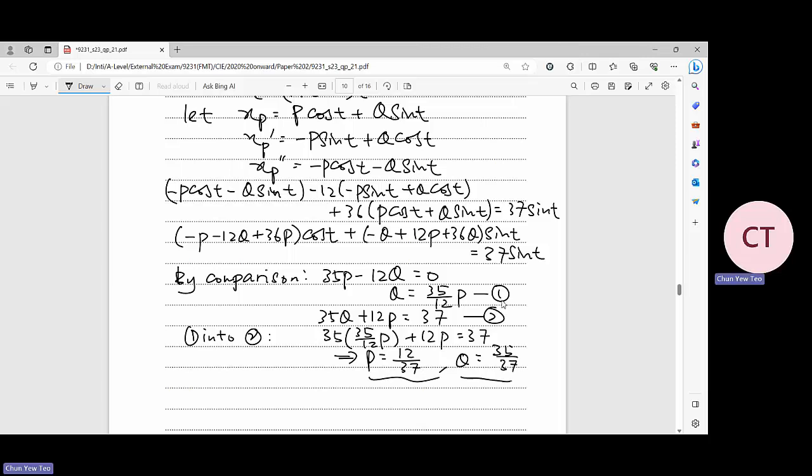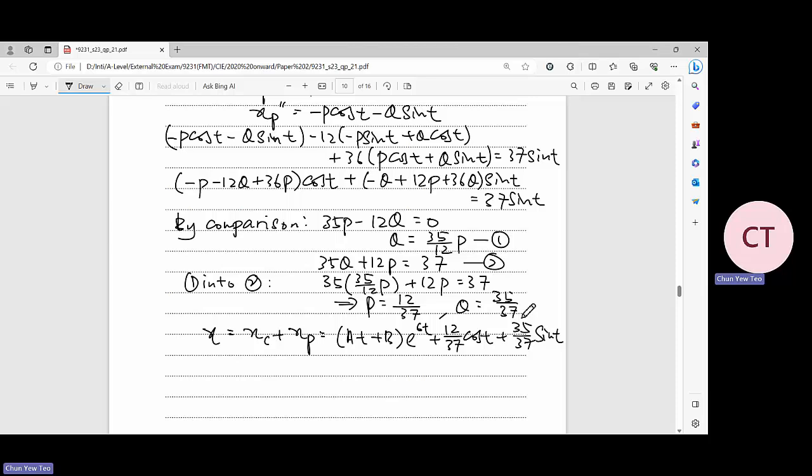So you have found the p and q for the particular integrals. So our general solution, x is equal to xc plus xp, and it will equal to a e to the power of t plus b e to the power of 6t plus 12 over 37 cos t plus 35 over 37 sin t. Okay. But we haven't finished yet because we need to find the values a and b. They give you when t is equal to 0, what is the x and the dx/dt.